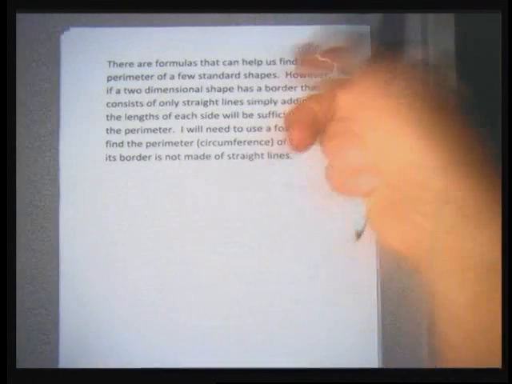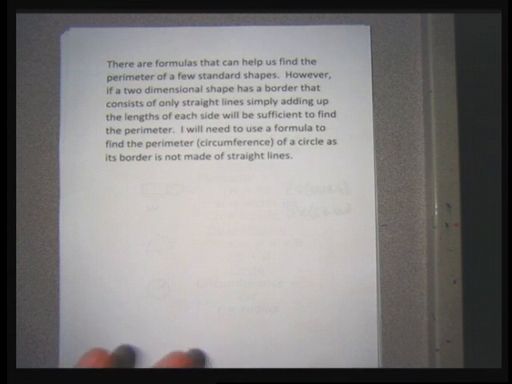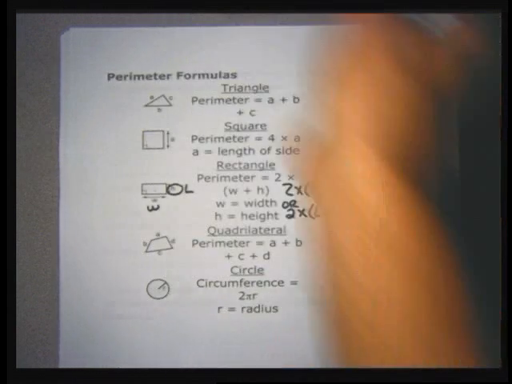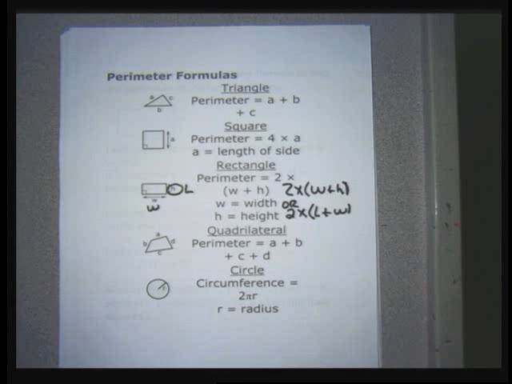So on this page, I just say yes, there's a bunch of formulas for perimeter, and as long as the shape has straight edge sides and not curved sides, you don't really need a formula at all. You can just add up the sides. But to find the perimeter of a circle, which is called the circumference, you need a formula, and we'll learn the formula. And I generally don't make you remember formulas, so I'll give them to you on the test.